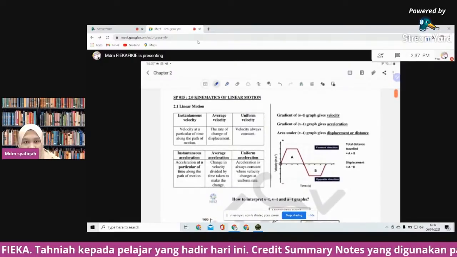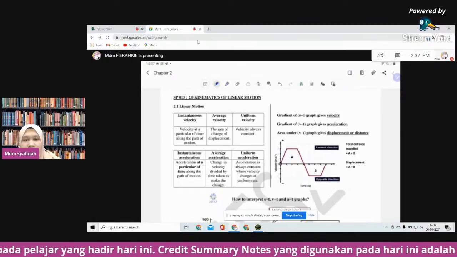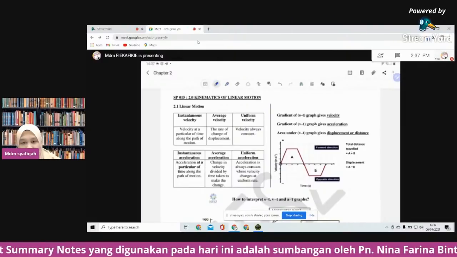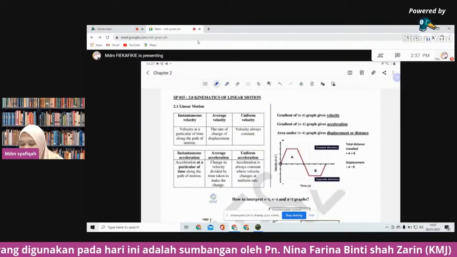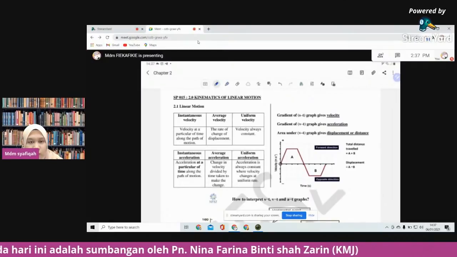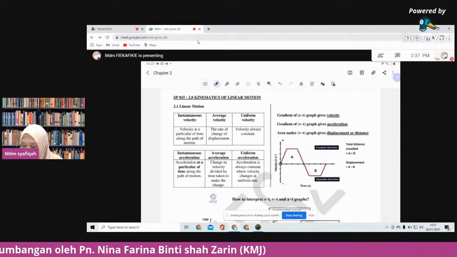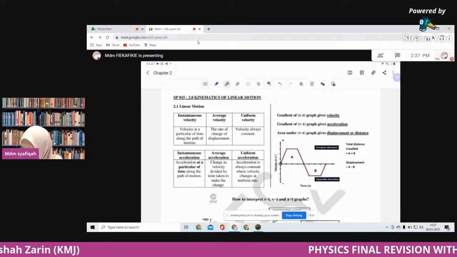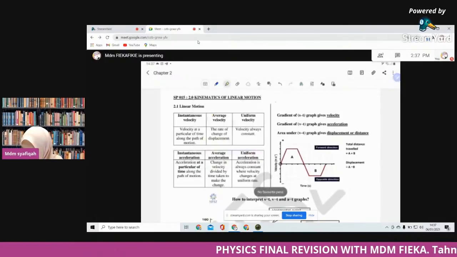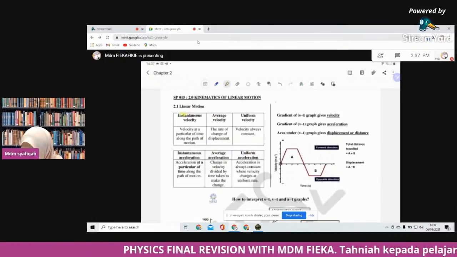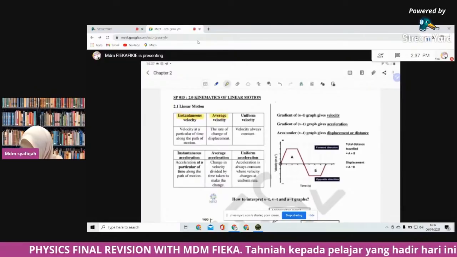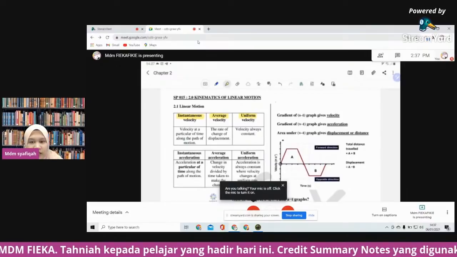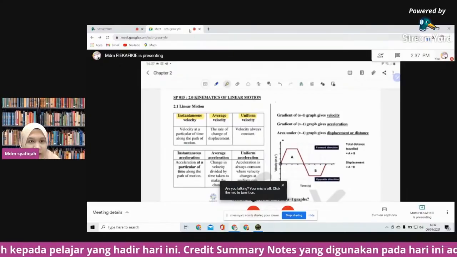Okay, so for chapter 2, we straightly discuss chapter 2. Sebab saya nak tengok sejauh mana kita boleh habiskan discussion kita petang ni. For 2.1, we have linear motion. Here we have instantaneous velocity, average velocity, and uniform velocity. Jadi awak mesti tahu bagaimana nak bezakan ketiga-tiga ni.